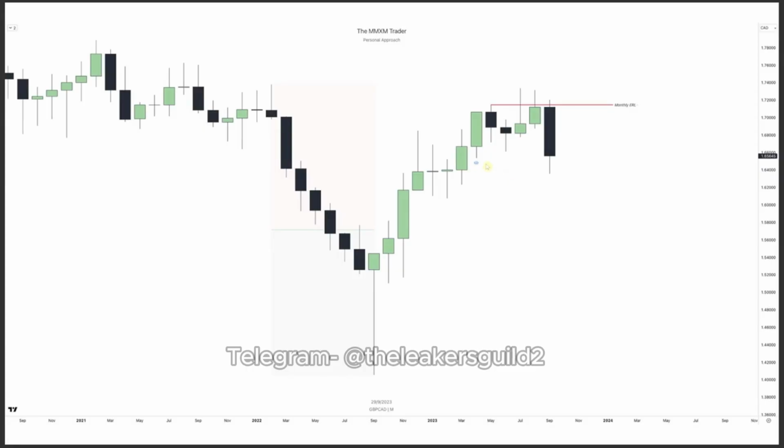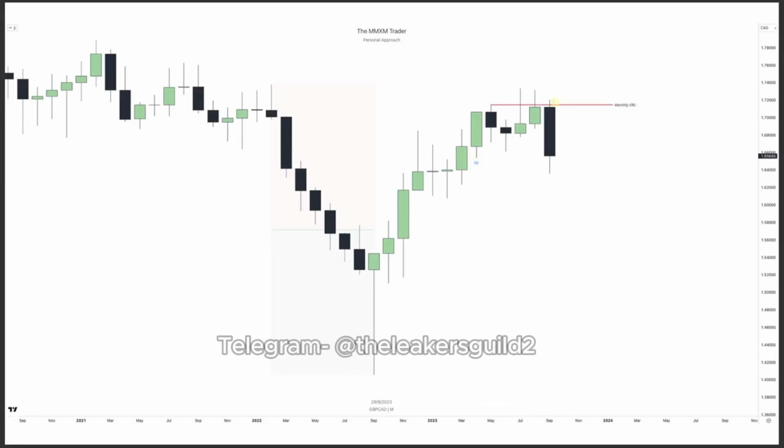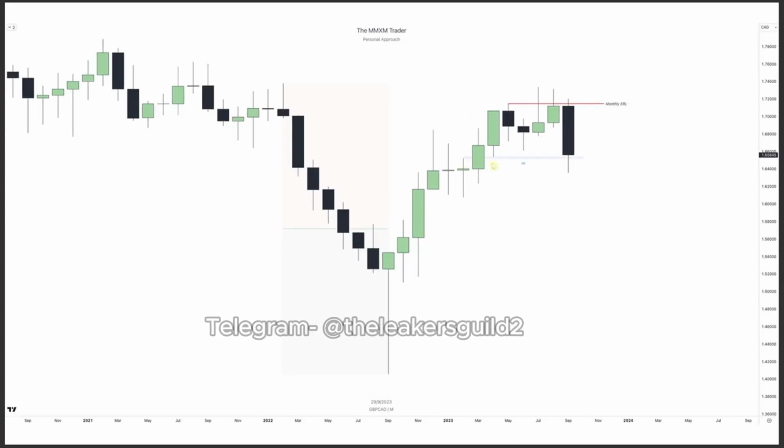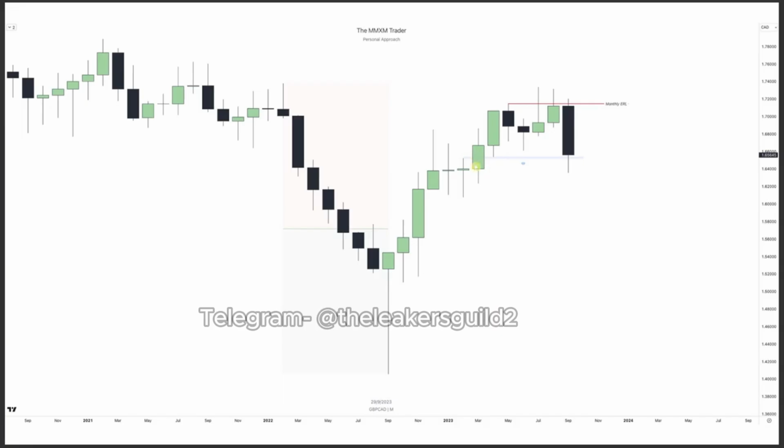We've got a little gap over here, right? So that is the draw on liquidity after we take out that external range liquidity on the monthly. And there you have that little fair value gap over here, which is the draw on liquidity.